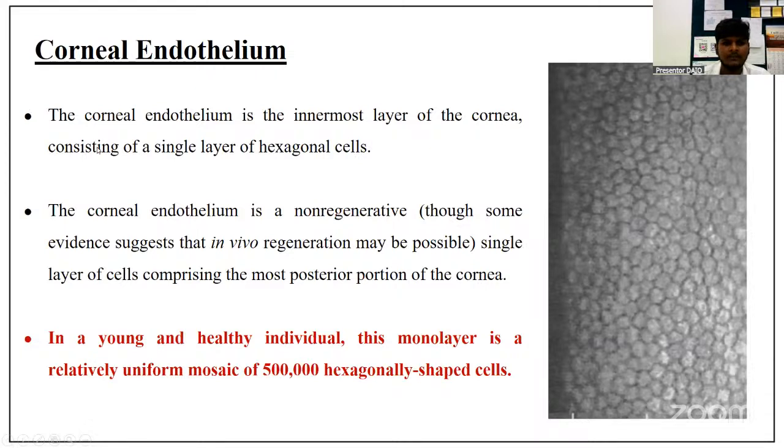Corneal endothelium. The corneal endothelium is the innermost layer of the cornea, consisting of a single layer of hexagonal cells. The corneal endothelium is non-regenerative, though some evidence suggests that in vivo regeneration may be possible. It is a single layer of cells comprising the most posterior portion of the cornea. In a young and healthy individual, this monolayer is a relatively uniform mosaic of five to six sided hexagonally shaped cells.